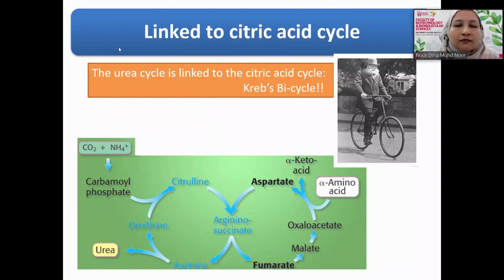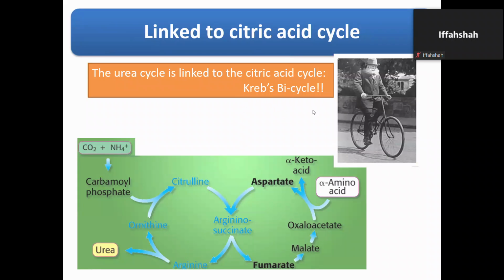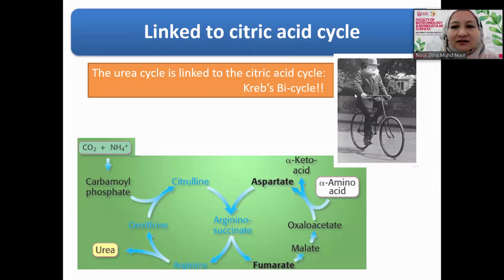So amino acid catabolism is actually linked to the citric acid cycle. As we discussed before, the previous cycle, the urea cycle, is actually linked to the citric acid cycle. Previously this was called the Krebs bicycle, because it looks like the two cycles are interconnected, like the concept of a bicycle.